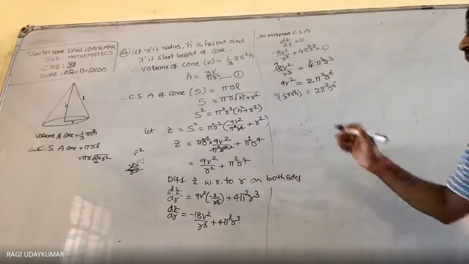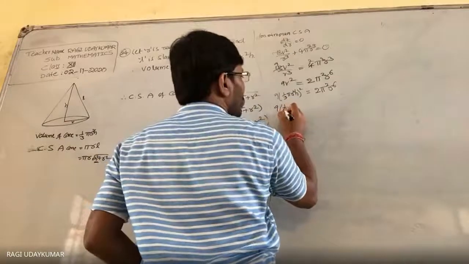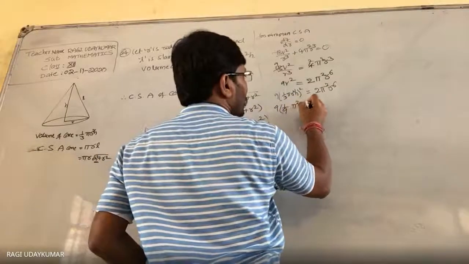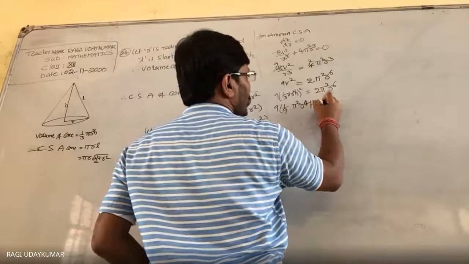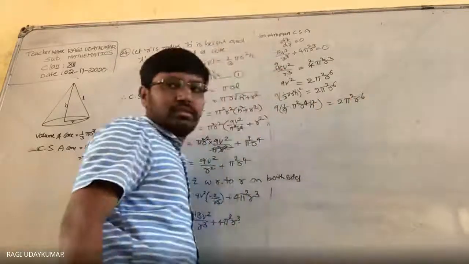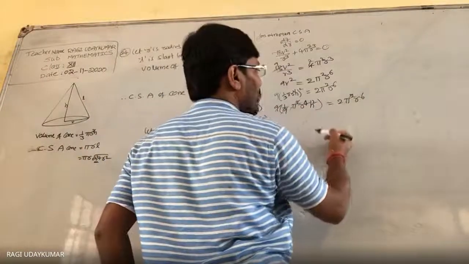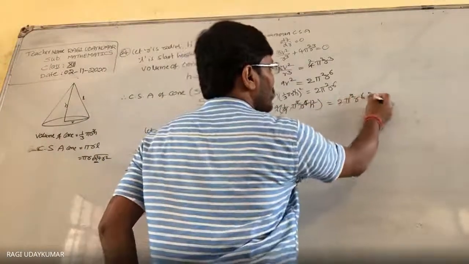h is equal to... what will come? So now a square: 9 into 1 by 9 pi square r power 4 h square is equal to 2 pi square r power 6. So 9 will get cancelled. Pi square will get cancelled. R power 4, means here r square will come.